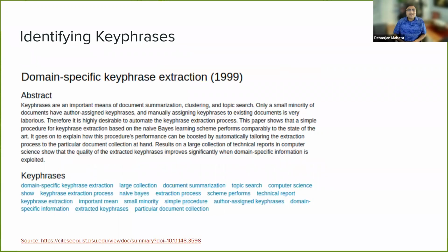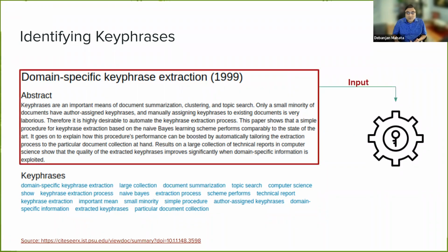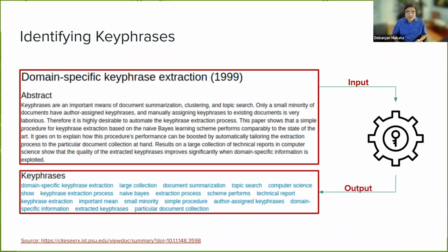So let's get started. What is identifying key phrases all about? If you look at this particular slide, here's an abstract of a paper. Essentially, key phrase identification is about training a machine learning model which takes this abstract, to be specific, as an input, and extracts or identifies the most important phrases that can concisely describe or summarize this abstract. It's a form of extreme summarization.